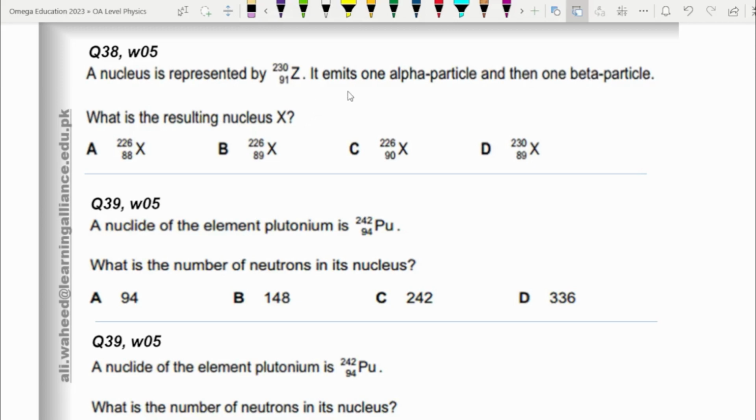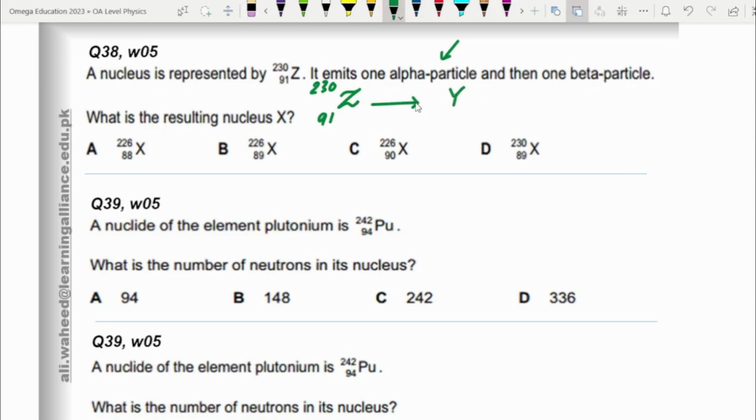Okay, this one is a very interesting one. So you have this thing, whatever the element name is, we represent it by Z. So the atomic number is 91 and the atomic mass is 230. So the thing is, what do we get if it emits one alpha particle? Well, there would be a decrease in the atomic number by 2 units. So instead of 91, it would have been 89.